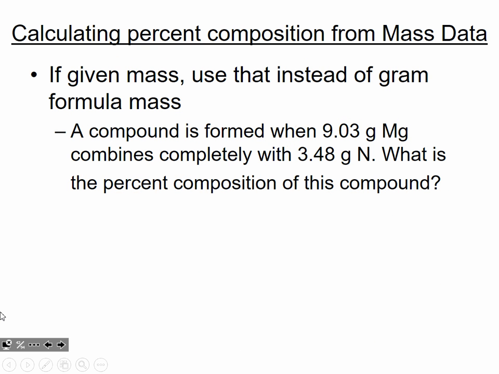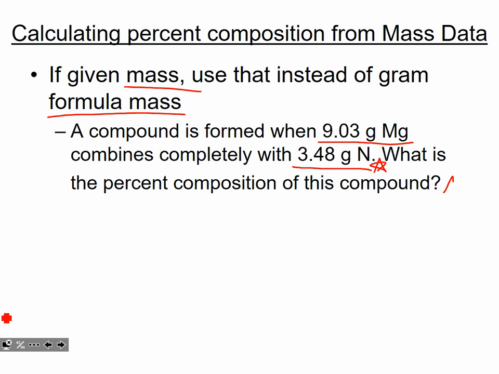And then just one more example. What if the problem doesn't give us a chemical formula? How can we still determine the percent of an element in a problem? So if the problem gives you mass, use that instead of gram formula mass. If you don't have a gram formula mass, but you do have actual masses from a lab, then use that. So for an example here, a compound is formed when 9.03 grams of magnesium combines completely with 3.48 grams of nitrogen. What is the percent composition of this compound?